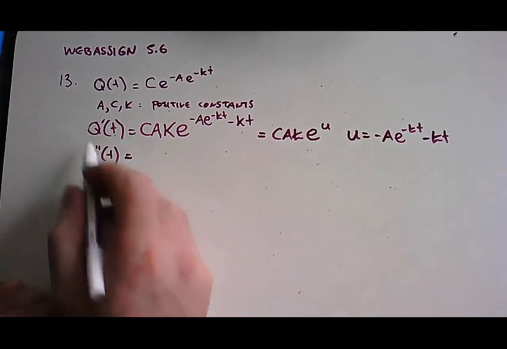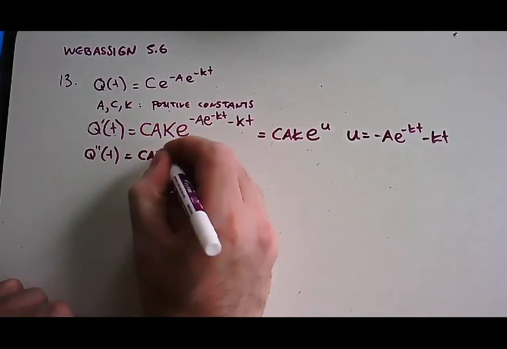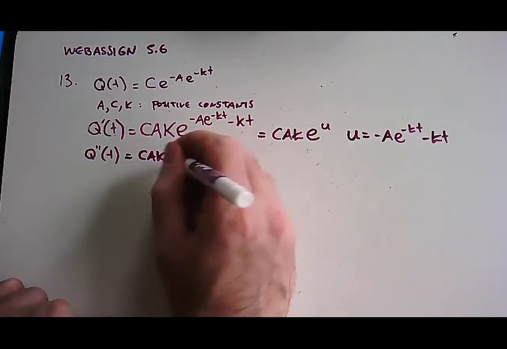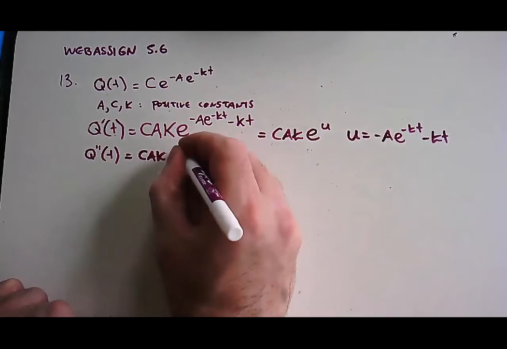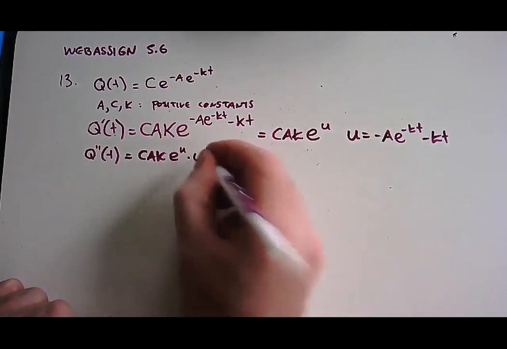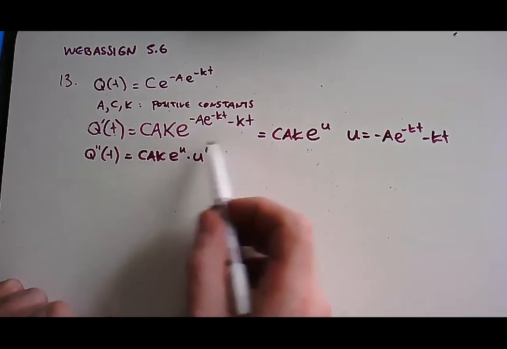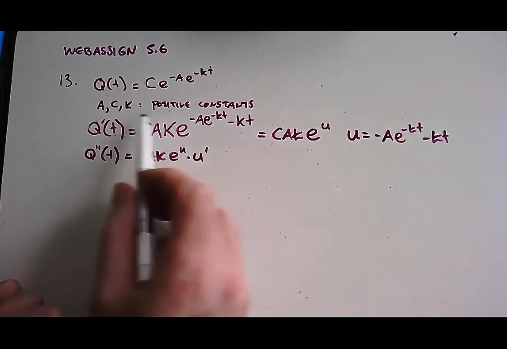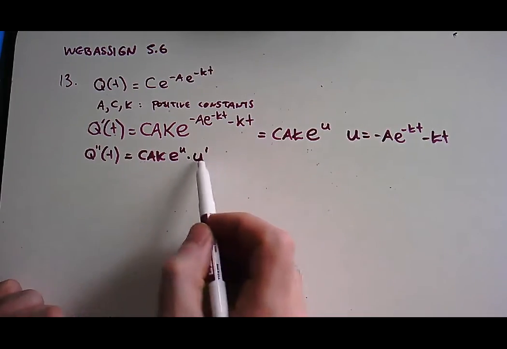So q double prime, the derivative of q prime, by the constant multiple rule, we'll have c, a, and k all as positive constants. Those can be factored out. Our derivative of e to the u will be e to the u times u prime. Well, I know what e to the u is. E to the u is this beautiful thing right here. So our second derivative is going to start by writing the exact same thing that we had here, and then the only difference is we're going to have to multiply by u prime.